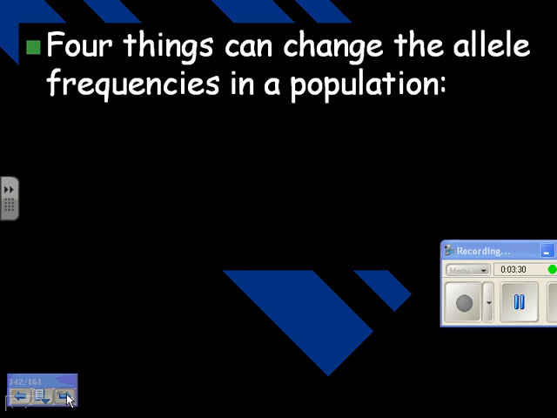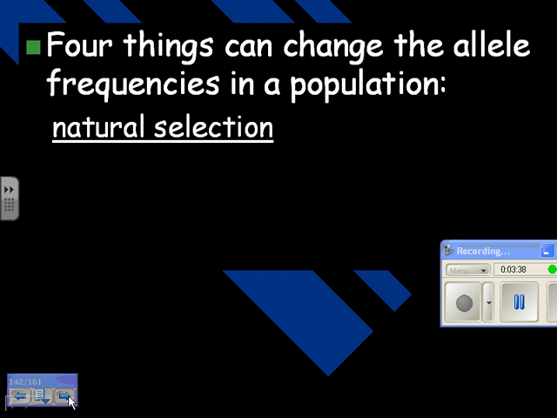Microevolution. Four things can change the allele frequencies in a population. So how often the light peppered moth is around or the dark peppered moth, for example. The first is natural selection. That means if the environment is really dark, maybe the light one will be around more, or if the environment's really light, maybe the dark one will be around more.